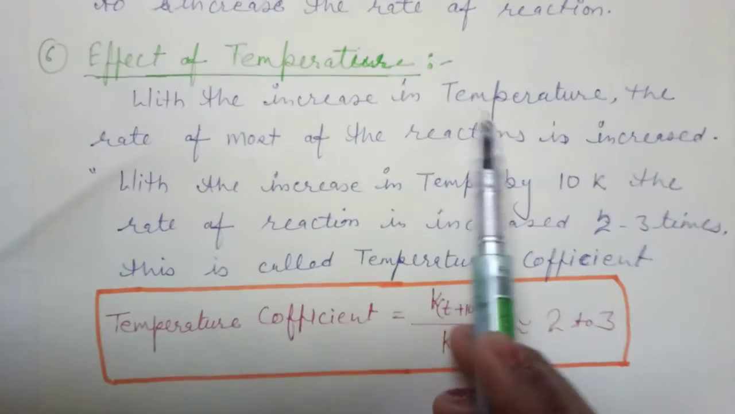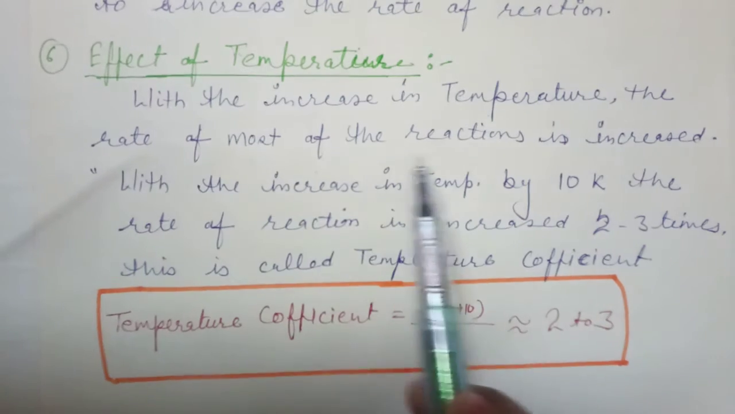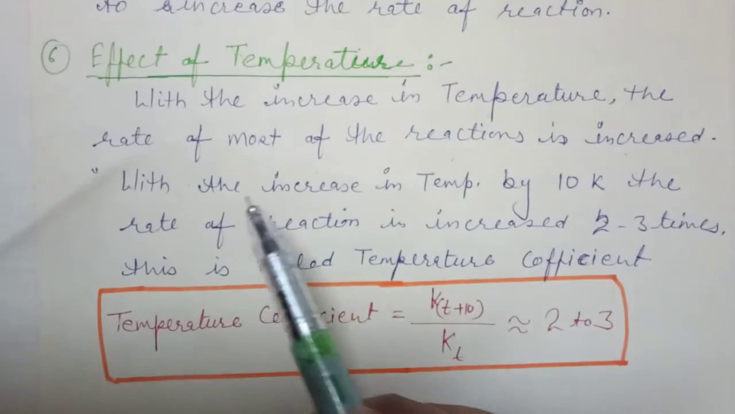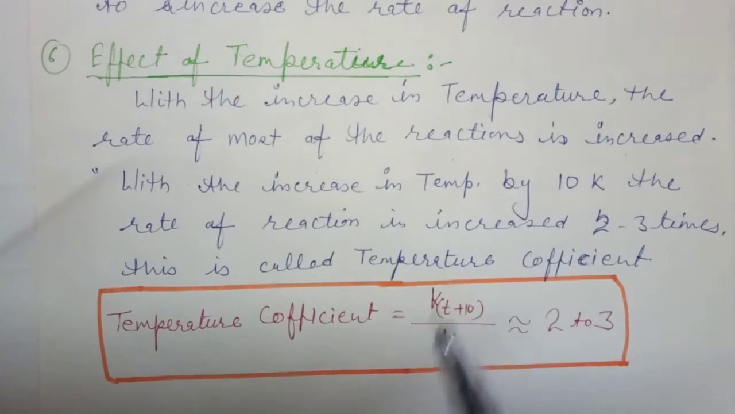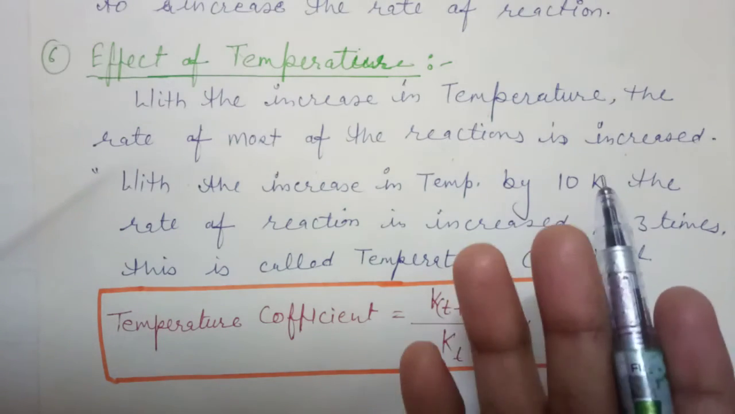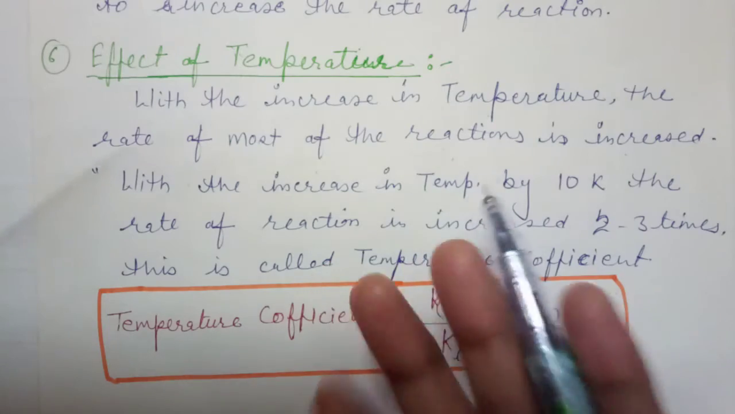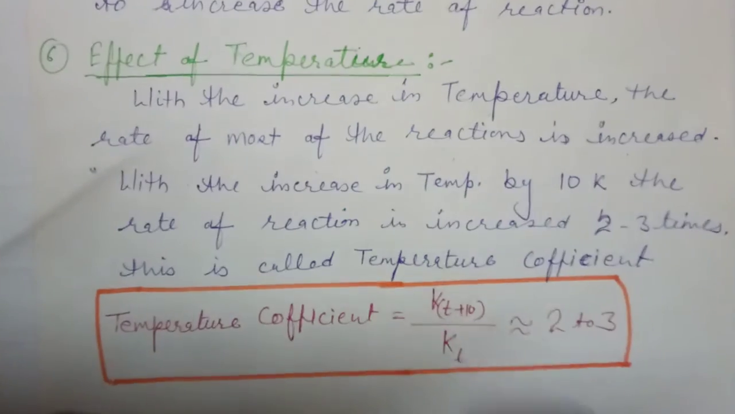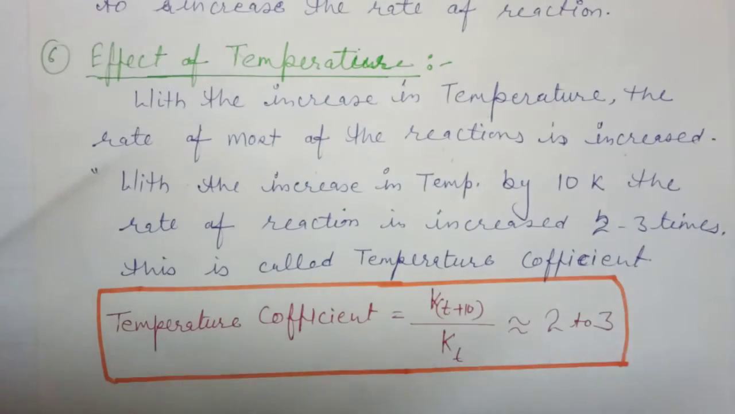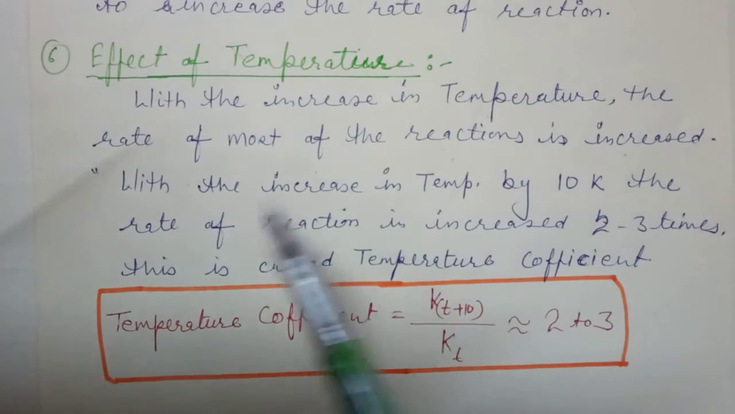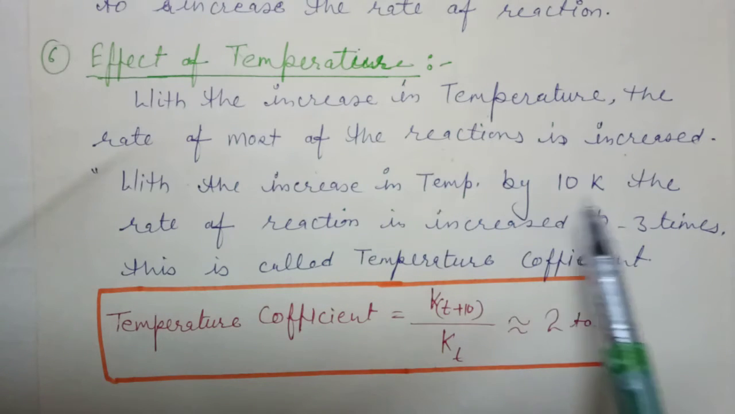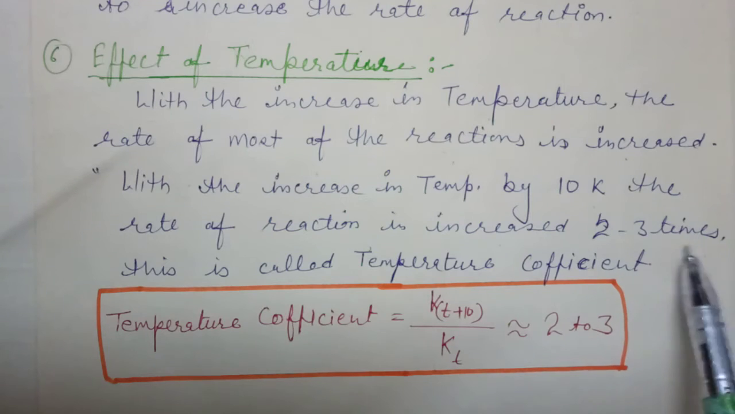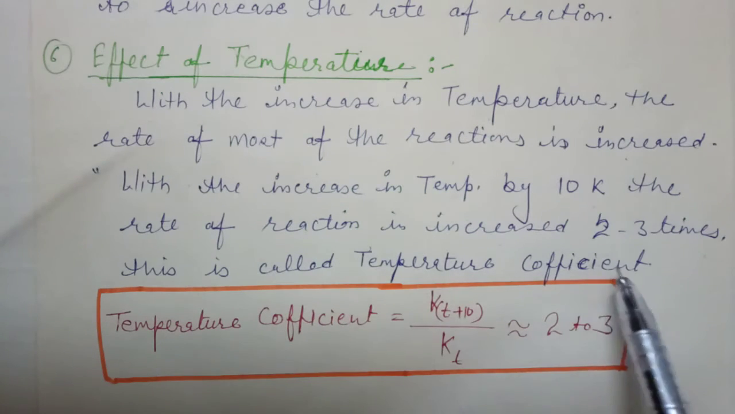With the increase in temperature, the rate of most reactions is increased. Why? Because the kinetic energy of the reactants increases as temperature increases. So the reaction between the reactant molecules also increases and the product is formed more and more. With the increase in temperature by 10 Kelvin, the rate of reaction is increased by 2 to 3 times. This is known as the temperature coefficient.